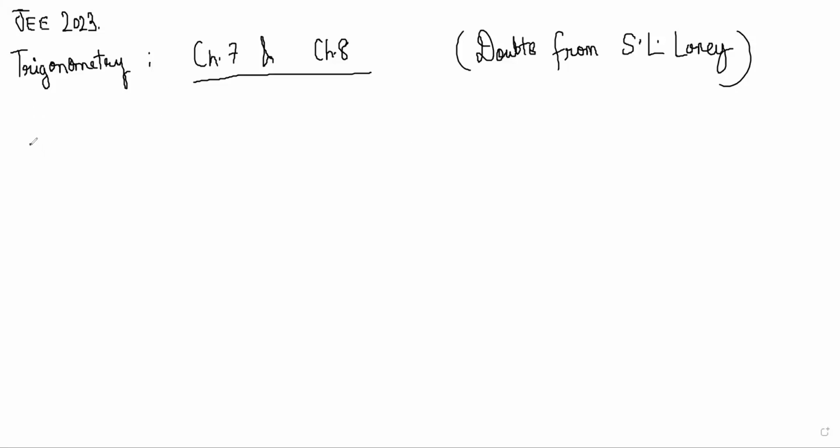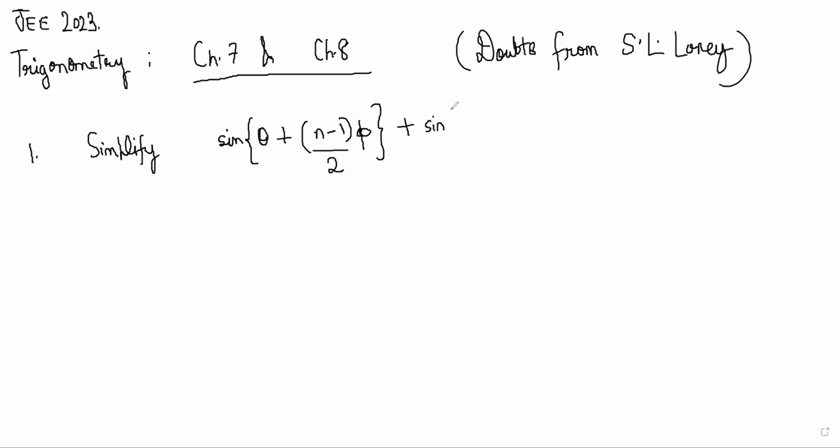Okay, so one is simplify: sine of curly brackets theta plus round brackets n minus 1 by 2, close brackets, times phi, plus sine of curly brackets theta plus n plus 1 by 2 times phi. You have to simplify this.